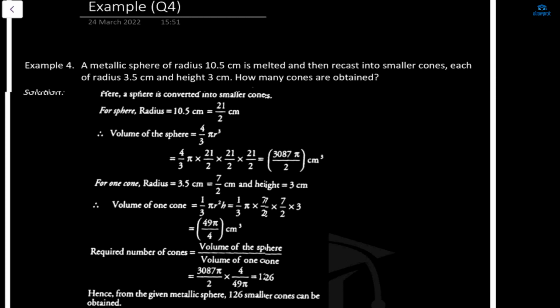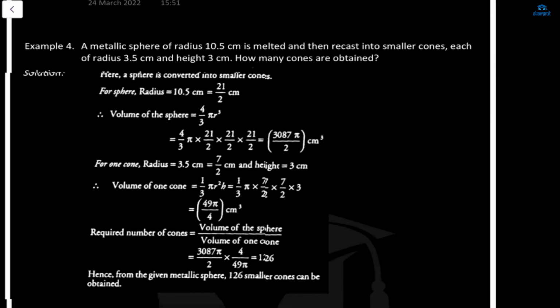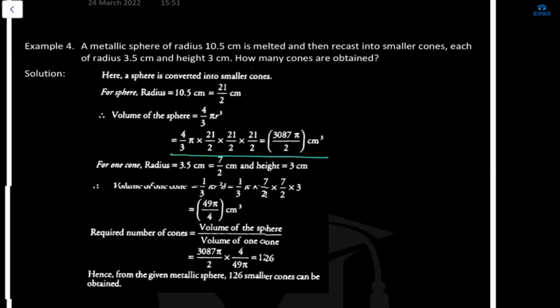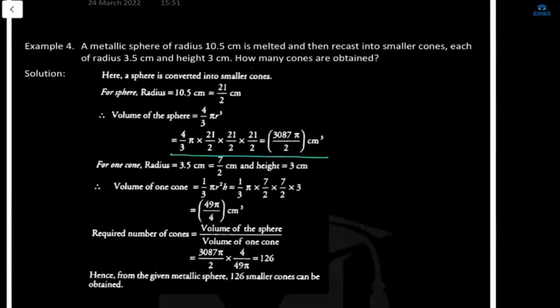Okay, so let's see how many cones are obtained. Now the sphere radius is what? 10.5 centimeter. And what is the volume of the sphere? It is 4 by 3 pi r cube. Only r was required, and when calculating the sphere, 4 by 3 pi r cube, we have got this value. I have kept it in fraction because afterwards, in the final step, you can cancel and get the value.